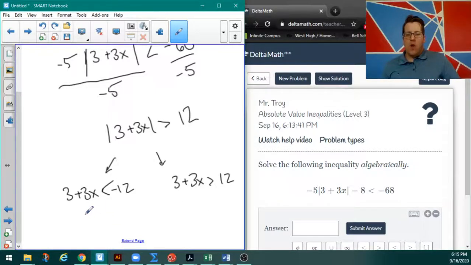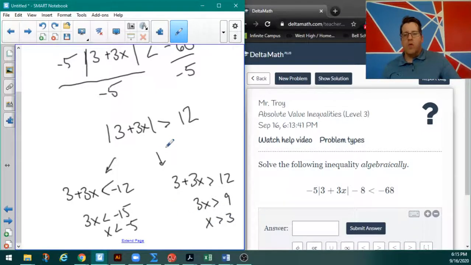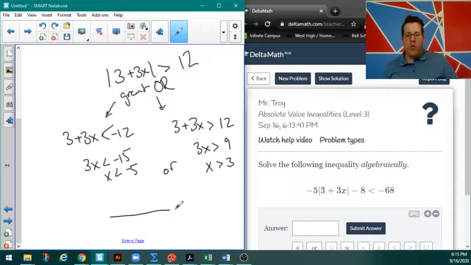Okay, so I'm going to get 3x is less than -15, or x is less than -5. And this is going to give me 3x is greater than 9, or x is greater than 3. Okay, so we remember that the mnemonic for splitting this up is great or. So this is going to be an or problem, which matters because when I graph it, it's going to look like this.